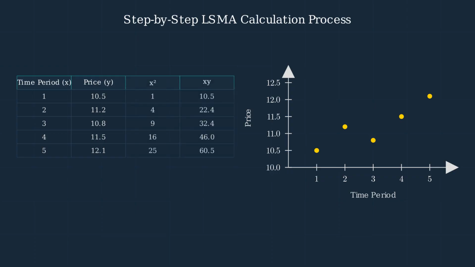To calculate LSMA, we need to find the linear regression line. This requires calculating x squared and x times y for each data point. Let's calculate the sum of each column. These sums will be used in our linear regression formula.